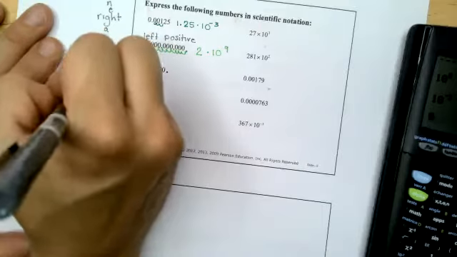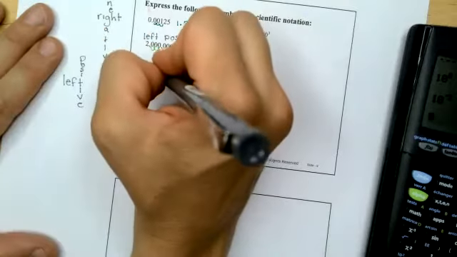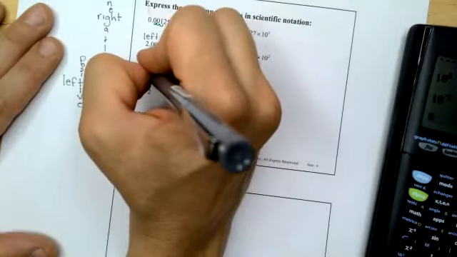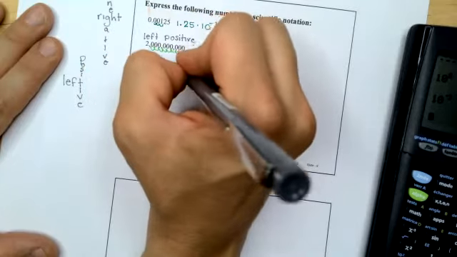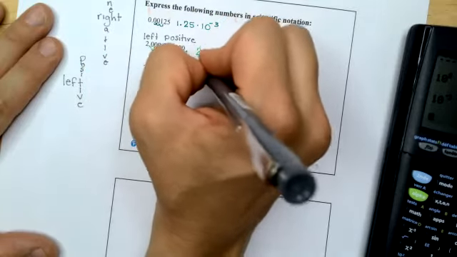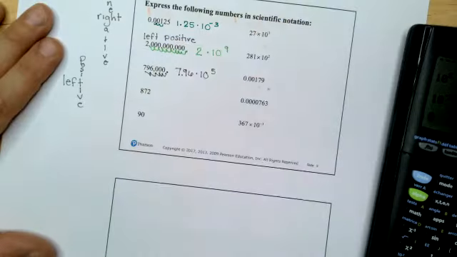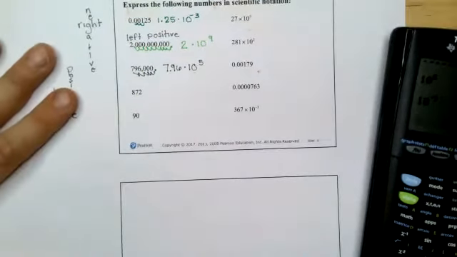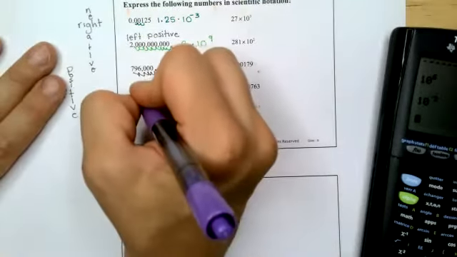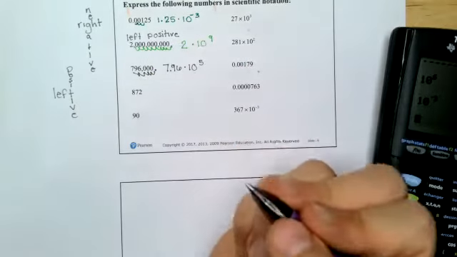Positive. 1, 2, 3, 4, 5. Good. So that becomes 7.96 times 10 to the 5th. You can even do it with hundreds. You can do it with the number 90.